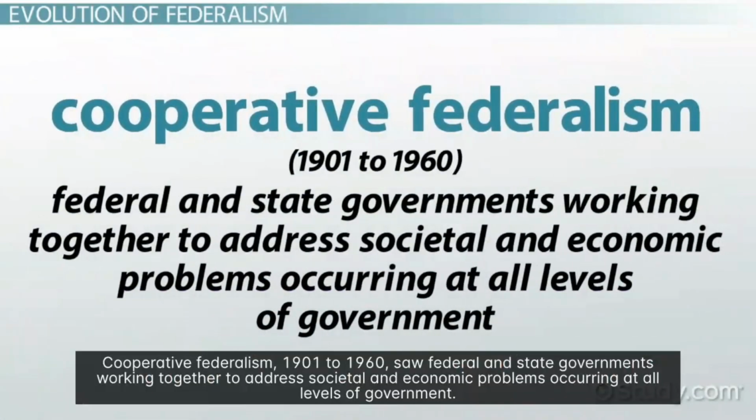Cooperative federalism, 1901 to 1960, saw federal and state governments working together to address societal and economic problems.